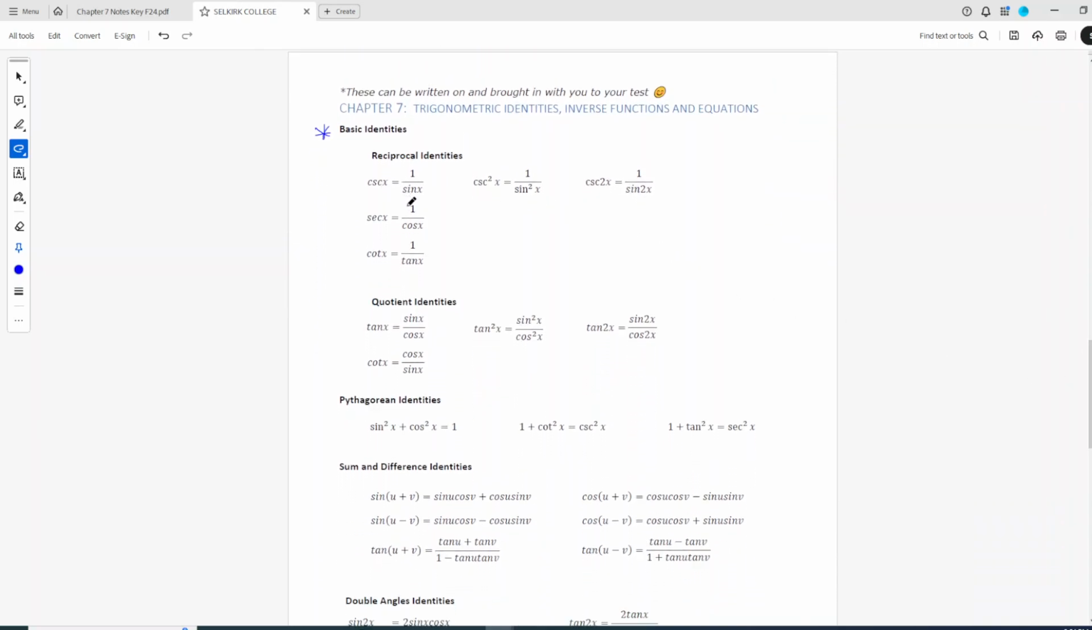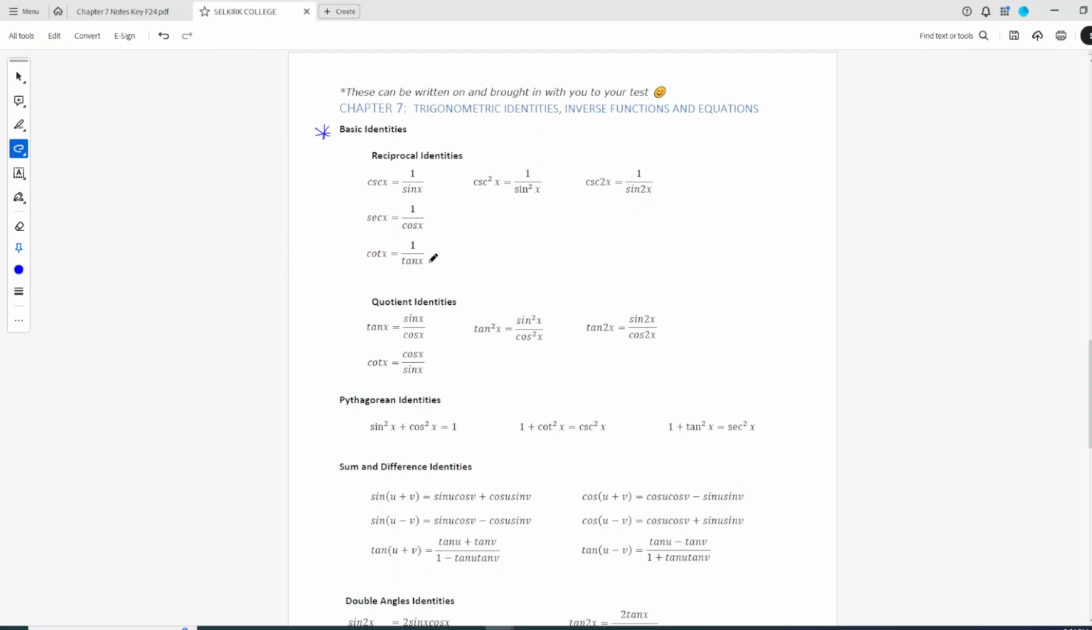And what identities are is that they are true for any value of x. So cosecant x is always equal to 1 over sine x no matter what you put in for x. So the reciprocal identities are that cosecant x is equal to 1 over sine x, secant x is 1 over cos x, and cotan x is 1 over tan x.